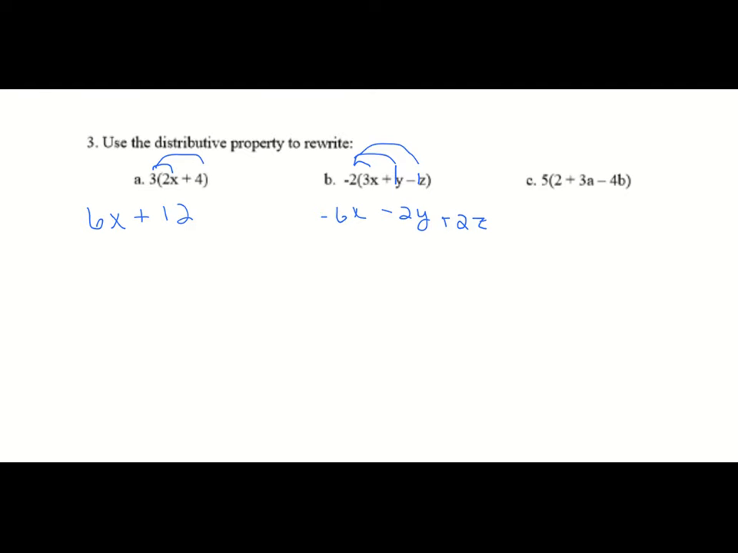And then here's our last one. We're going to distribute 5 to all 3 terms. So 5 times 2 will give me 10. 5 times 3a will give me 15a. And 5 times negative 4b will be negative 20b.